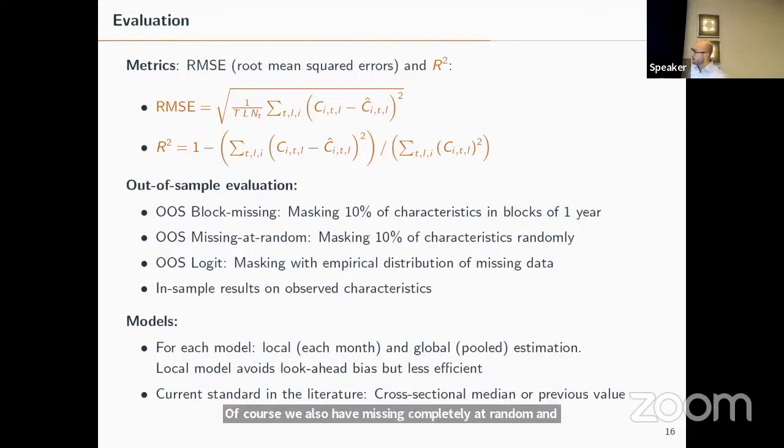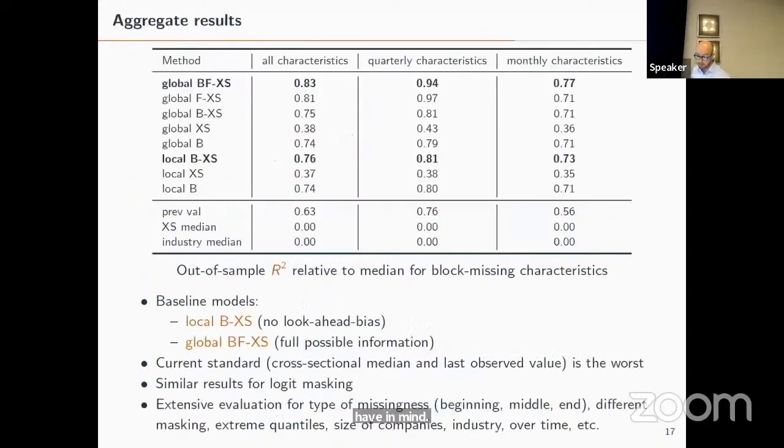For each model, I have a local and a global version. So the local model is just using the prior months to estimate everything. The global model is stacking everything together in one pooled regression. The point is, if you use future information, you have a look-ahead bias. And that matters for certain applications that we have in mind. So our local model is going to avoid any type of look-ahead bias.